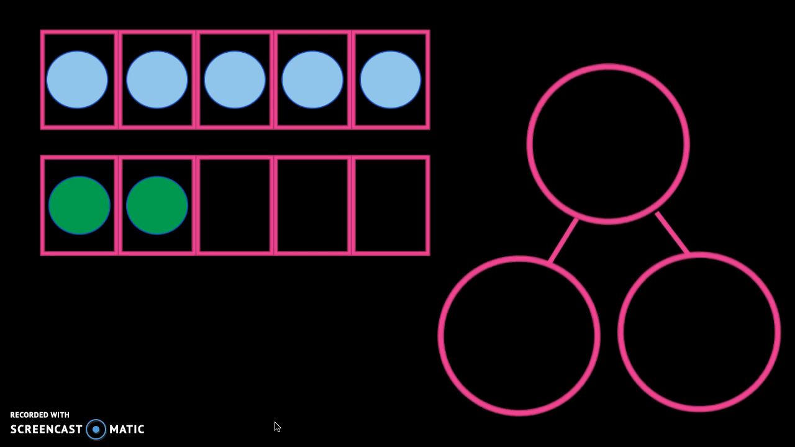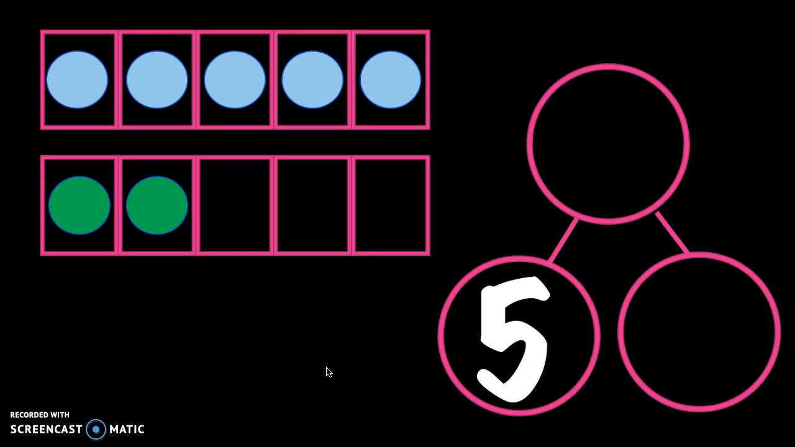All right, don't worry about drawing the 5 groups. We're not doing that yet. Just the empty number bond's fine. Okay, now we started out with what number? Yes, we started out with our 5 groups. So where would that go in our number bond? Yes, the 5 would be one of the parts, right?